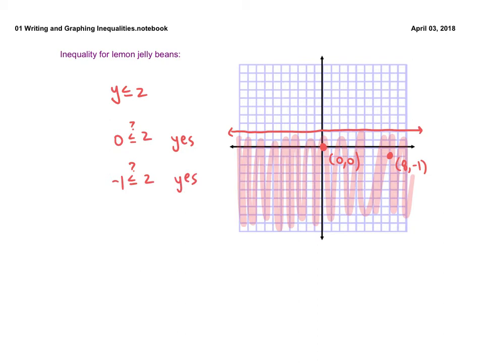So that's working. Okay, let's pick a point here on the y-axis, which means x is 0 and y is 4. And so the question is, is 4 less than or equal to 2? The answer, of course, is no, and that's one of the reasons why that isn't shaded. So anything in the shaded region satisfies the inequality.